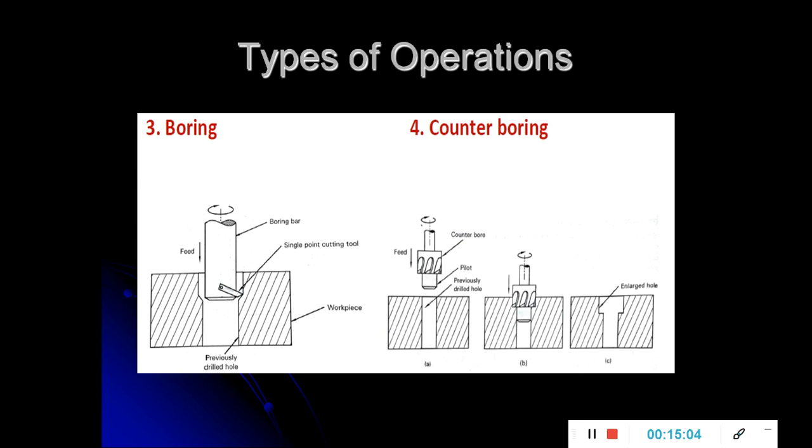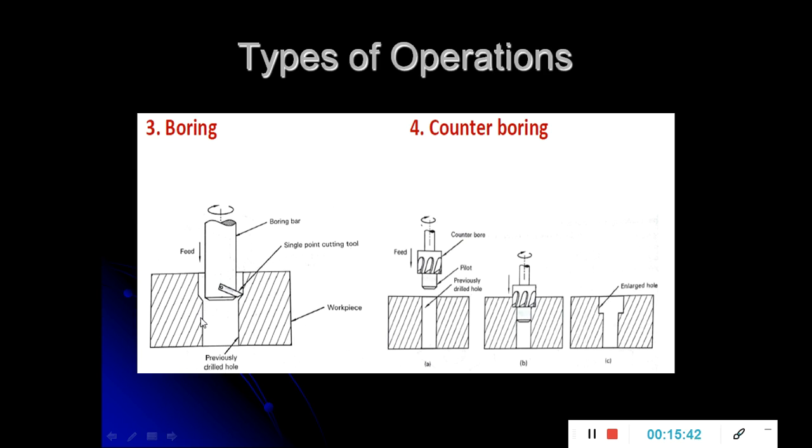Sometimes we cannot get the exact size of drill bit to produce the required circular hole. So in that case, we use the boring tool. This is known as a boring tool. It is a single point cutting tool attached to the boring bar, and we can adjust this single point cutting tool according to the diameter to which the hole is to be enlarged. So initially the workpiece is drilled with a drill bit whose size is near to the required diameter of the hole.